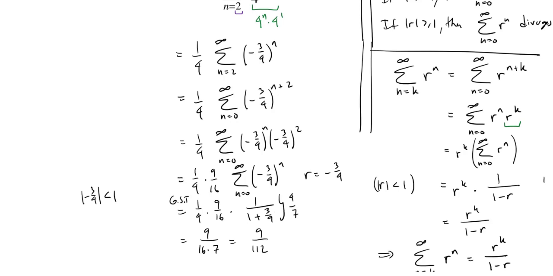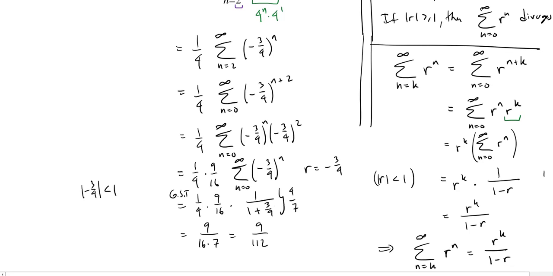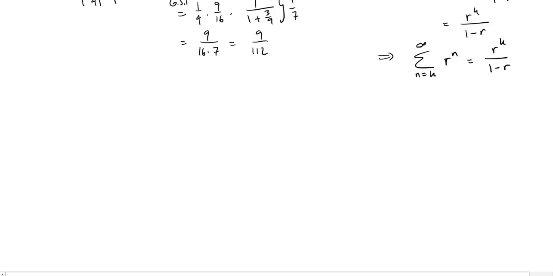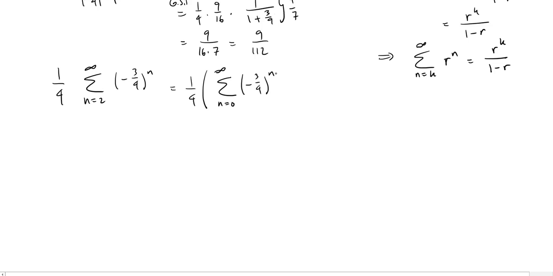If you want to see a different approach, here we go. I really like the approach I just gave you, but there is another way we could have done this. So remember, we've gotten down to 1/4 times the sum from n equals 2 to infinity of negative 3/4 to the n. So what we could alternatively have done is said, well, what if instead of starting from 2, we started from 0? But we just kept this the same. In this case, we are adding too many things. We're starting at 0 instead of at 2.